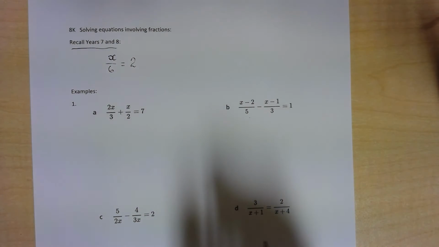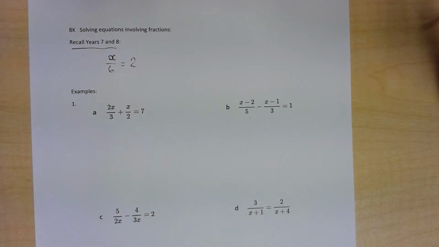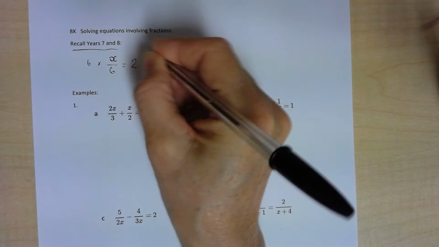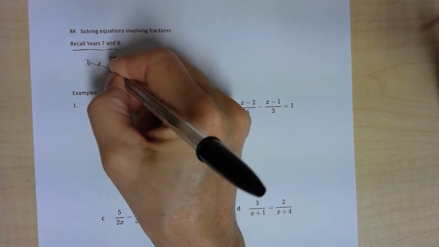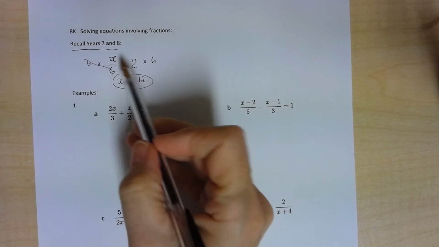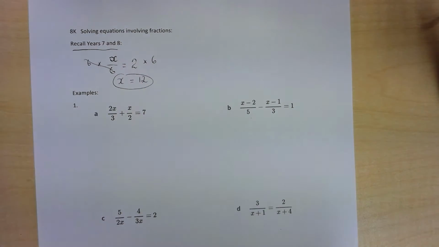Get a new pen. And when we were asked to solve that, we said, okay, what's happening to the x? It's being divided by 6, and so we multiplied by 6 on both sides of the equation and got x equals 12. When you look back at it, you go, yeah, 12 divided by 6 is 2, so that's fine.